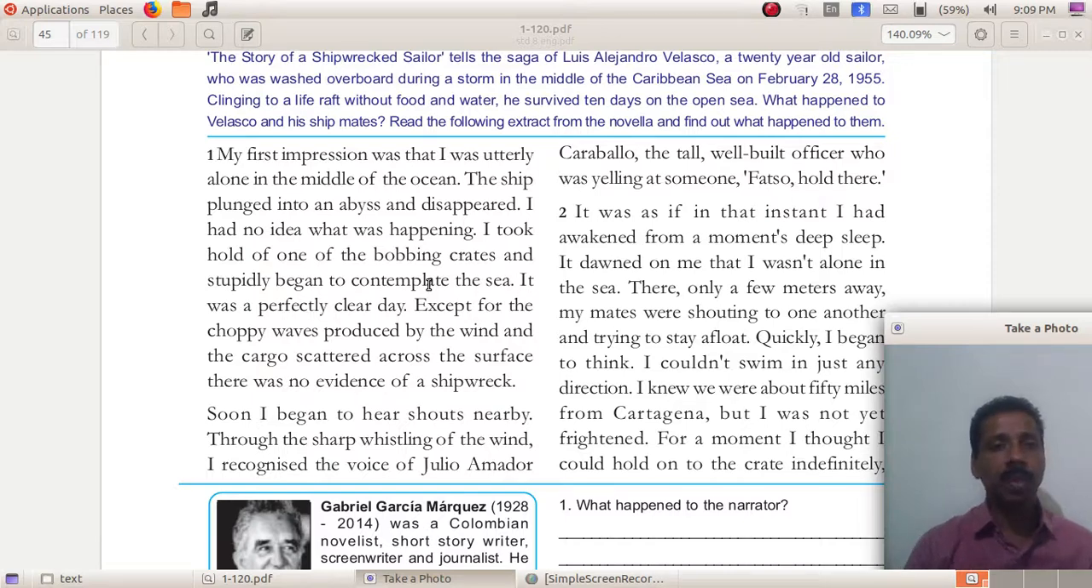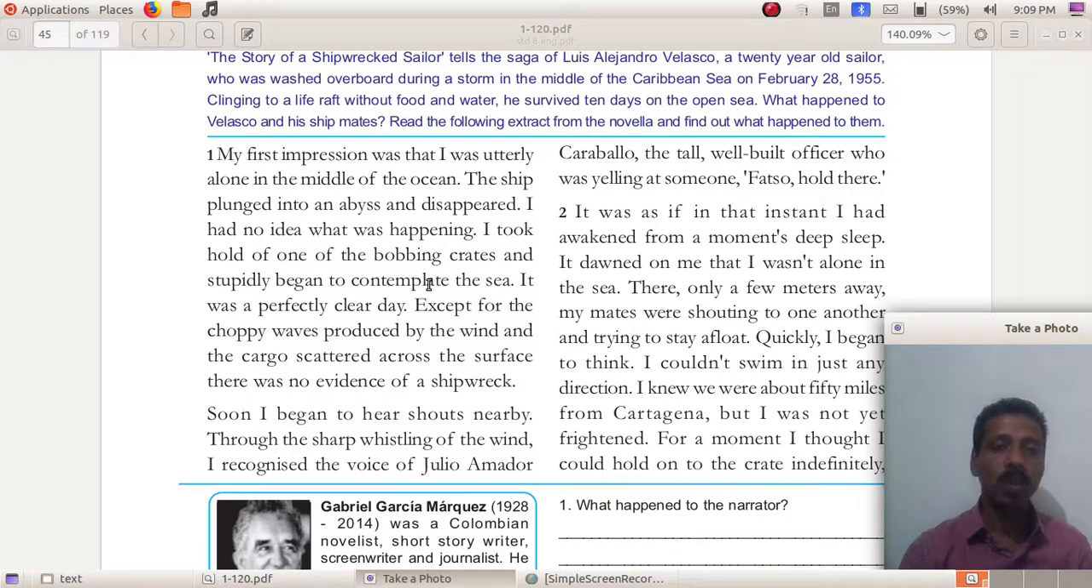So what did he do? I took hold of one of the bobbing crates and stupidly began to contemplate the sea. So he could hold on to a crate, a framework which was floating in the water. Okay, and what happened? He was thinking of what all things happened, or he was thinking of the sea, and maybe also how to escape and all these things. Actually, he says that it was a very clear day, a perfectly clear day.